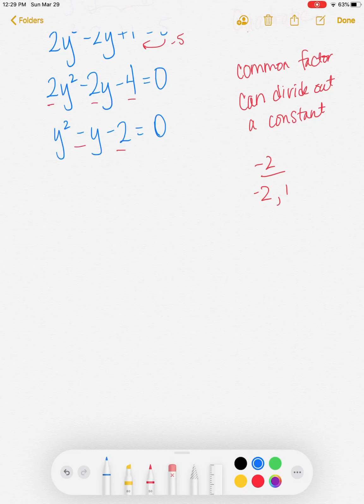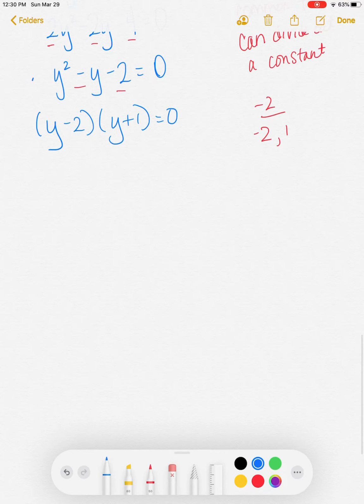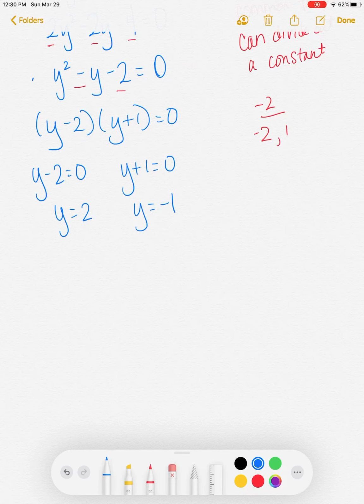All right, so because my a is 1, I can jump straight into those binomials, y minus 2 and y plus 1. These 2 binomials multiplied together would give me this quadratic. So now I'm solving for y. If you remember how we do this, I would ask you in class, what do I do next? And hopefully someone would remember I set each factor equal to 0. So y minus 2 equals 0, y plus 1 equals 0. Solving these, I get y equals 2 and y equals -1.